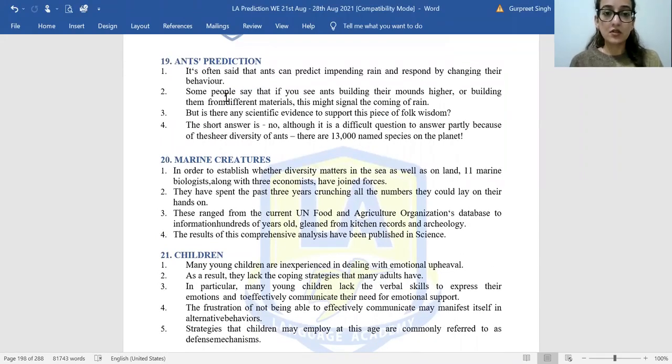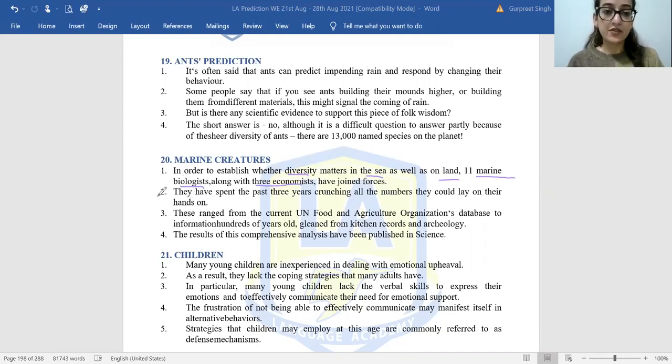In order to establish whether diversity matters in the sea as well as on land, 11 marine biologists along with 3 economists have joined forces. So we're talking about diversity, sea, land. We have 11 marine biologists. We have 3 economists. These are the important things.